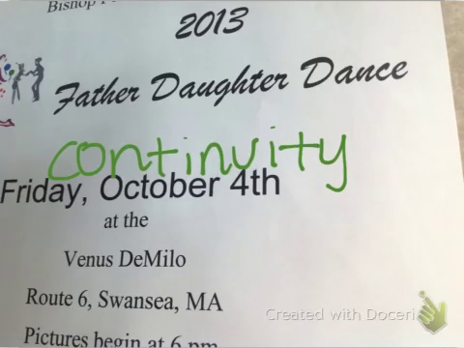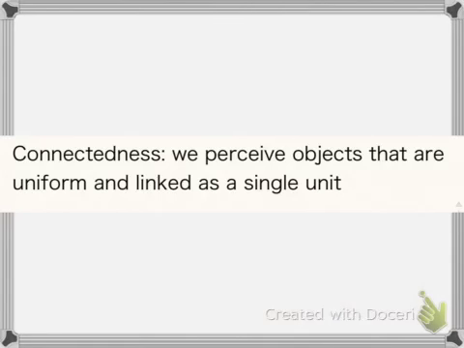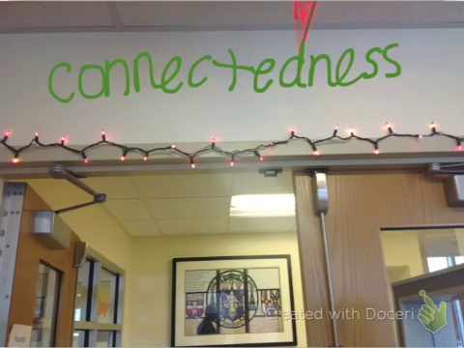Continuity is shown here because we see father-daughter dance as connected words rather than just individual letters. We perceive the lights as being connected because the line is connecting each light, and that shows that they are not just alone.